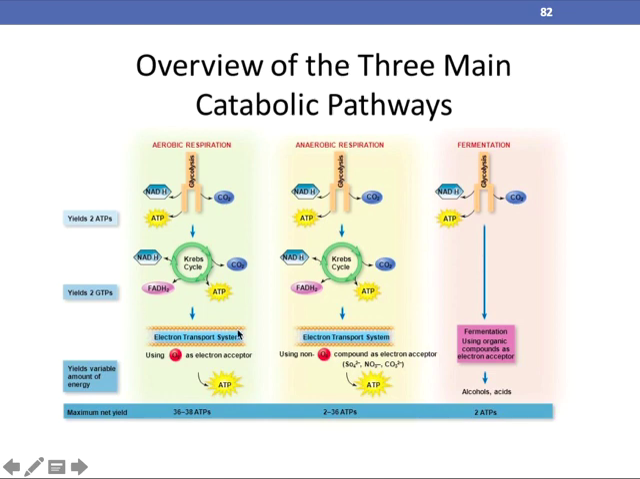So if we look at the overview of the whole process in terms of the different pathways. When oxygen is present, you have 36 to 38 ATP, depending on which cells you're looking at, produced. Anaerobic respiration, you have 2 to 36. You have different electron acceptors, so electron acceptors other than oxygen. You have sulfates, nitrates, carbonates that are used. And then there is fermentation, that releases only 2 ATP.